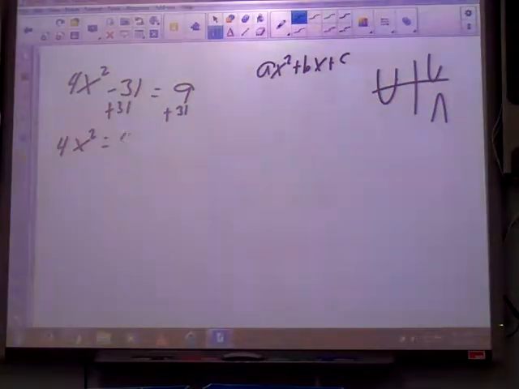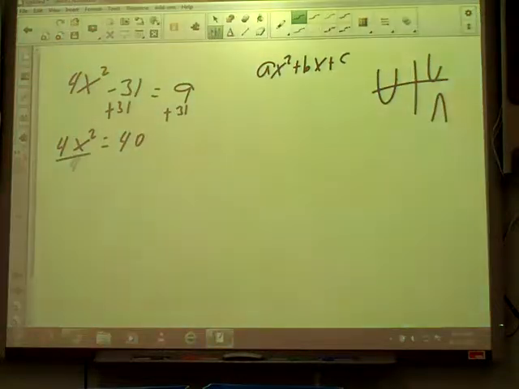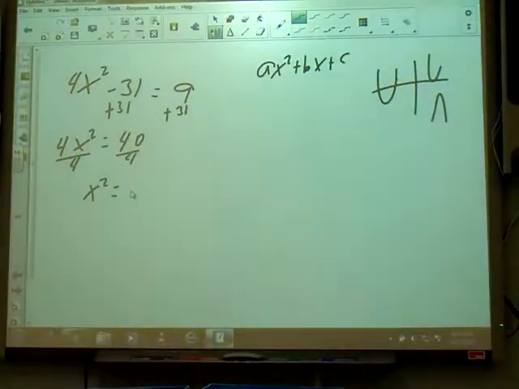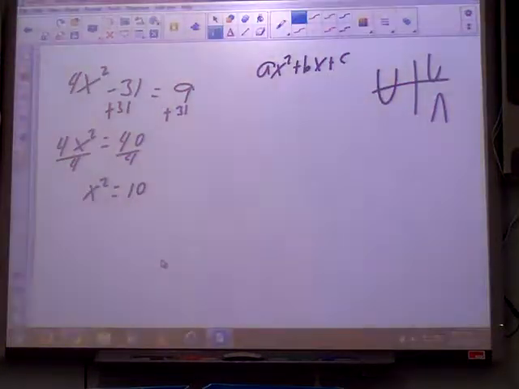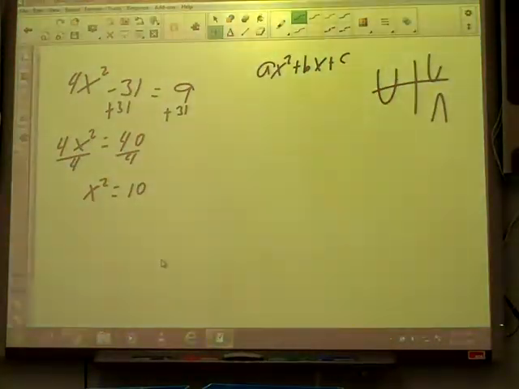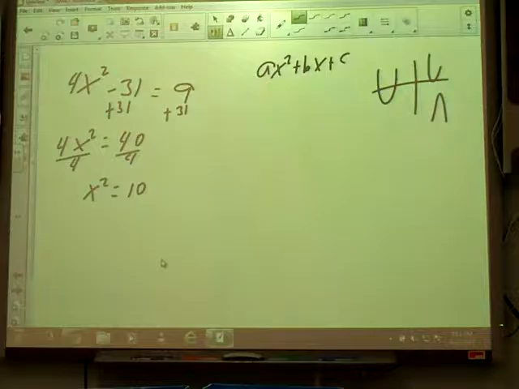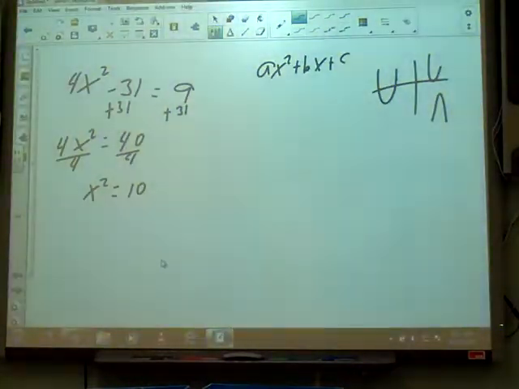4x squared would be 40. Now what? Divide by 4. So that gets us 40 divided by 4, which is 10. Alright, now what? My x is squared. How do you undo a squared? Square root it. A square root would undo a squared.